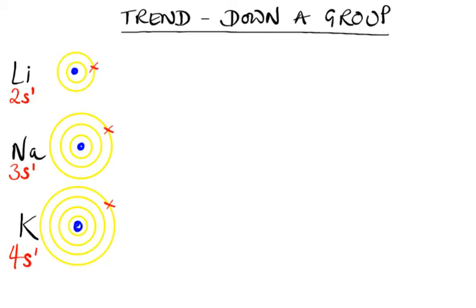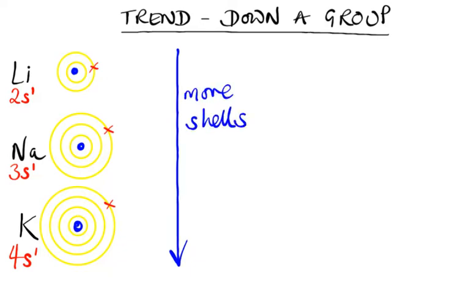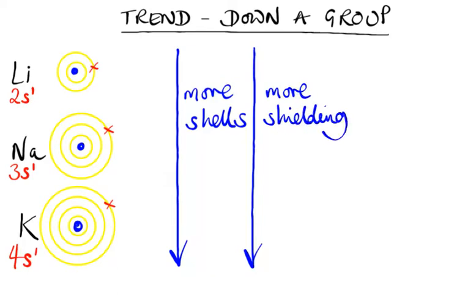So what changes as we go down group 1? Well, clearly as we go down the group we're introducing an additional shell for each member of the group, so we've got more shells as we go down the group, and more shells means that we're going to get more shielding from the nucleus. You're right in thinking that as we go down the group the number of protons increases, so the nuclear charge increases, but this is outweighed by the fact that we've got more shells and more shielding.